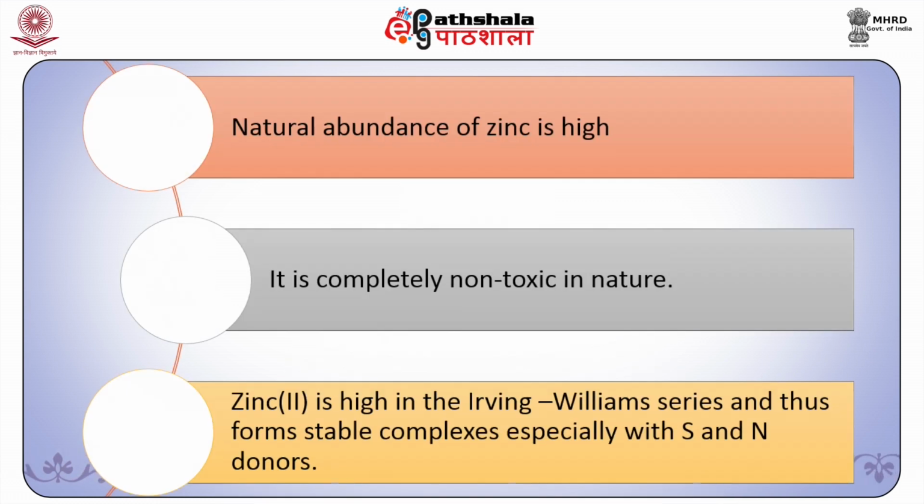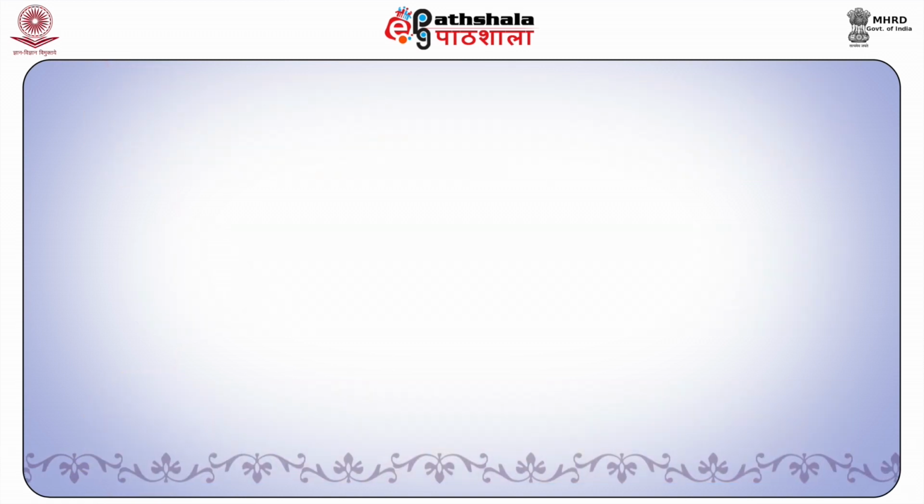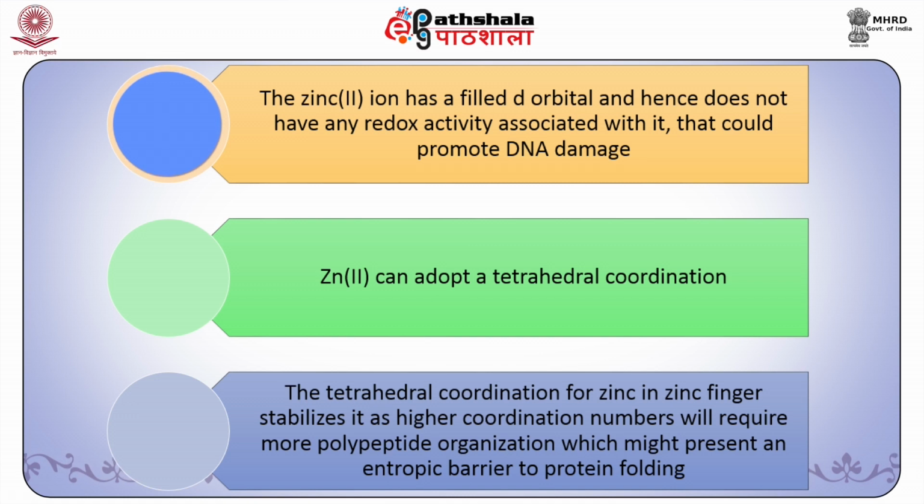Zinc is an ideal cation for structural role in proteins because of many reasons. The natural abundance of zinc is high. It is completely non-toxic in nature. Zinc(II) is high in the Irving-Williams series and thus forms stable complexes, especially with sulfur and nitrogen donors. The zinc(II) has a filled d orbital and hence does not have any redox activity associated with it that could promote DNA damage.